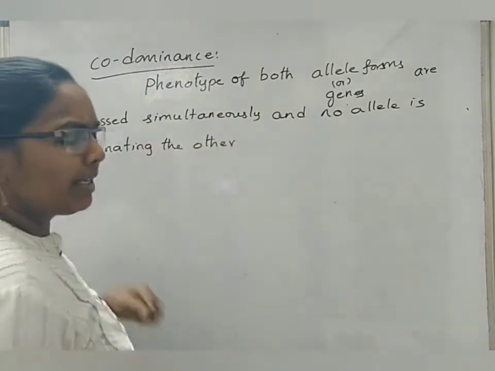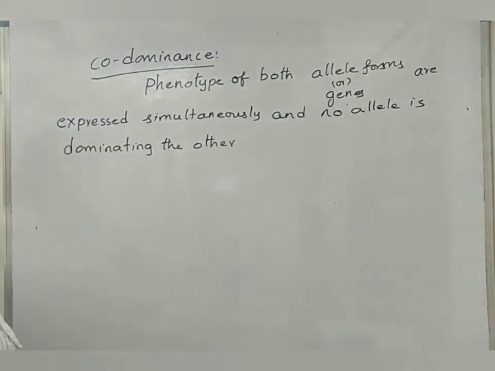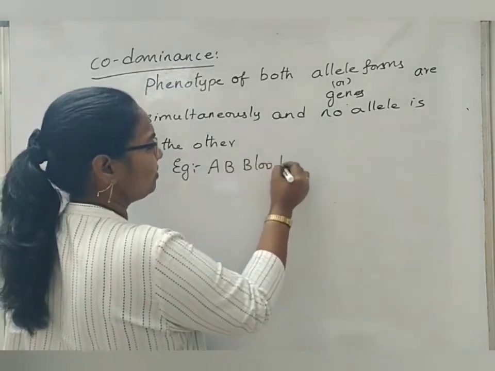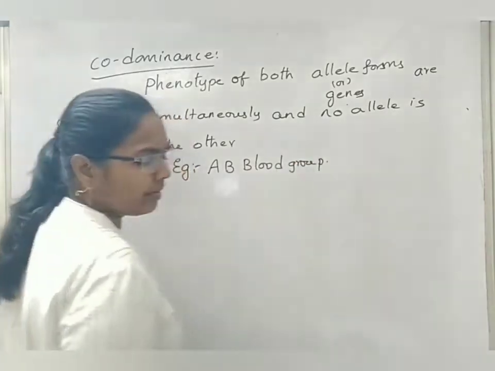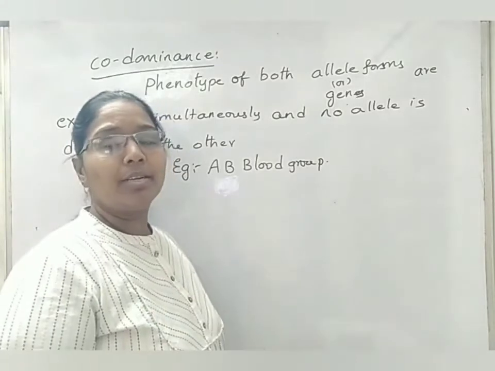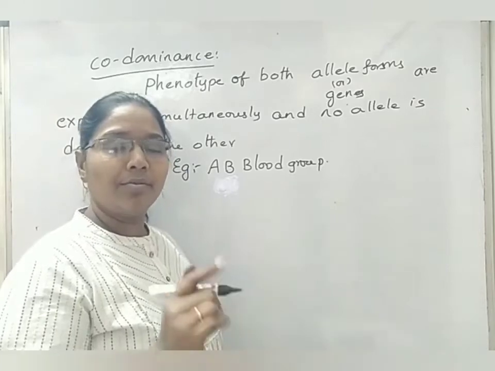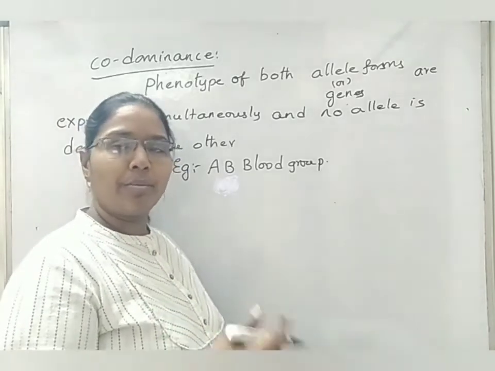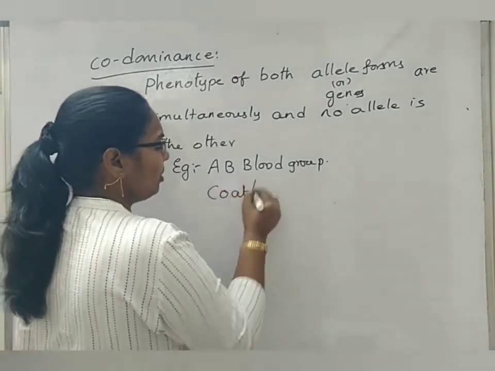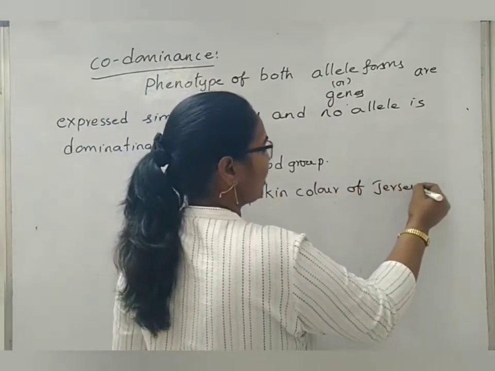Here, if we want to give an example, the best example is the AB blood group of the blood group type. Another example is the coat color of Jersey cows. If we recall the skin color of Jersey cows, we see some dark brown or black color along with white color patches. That is the coat or skin color of Jersey cows.